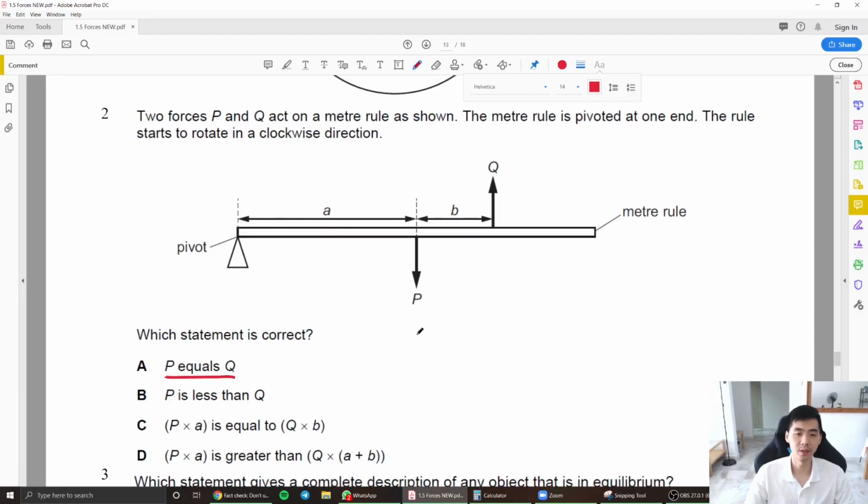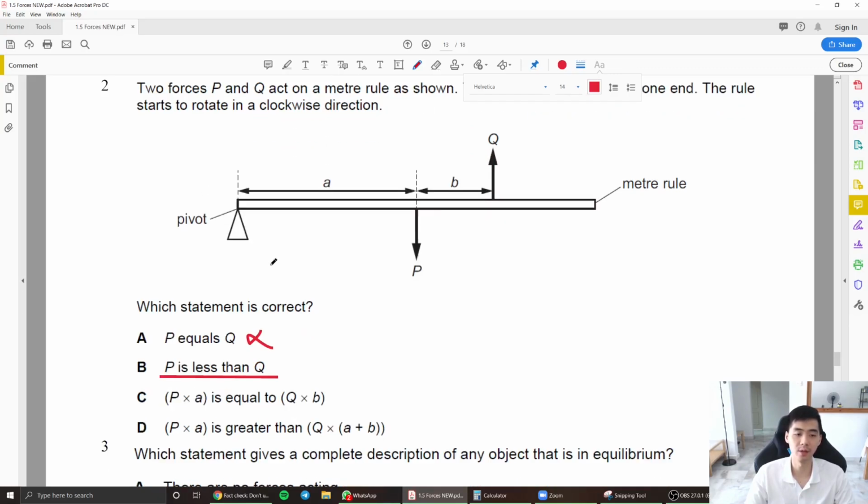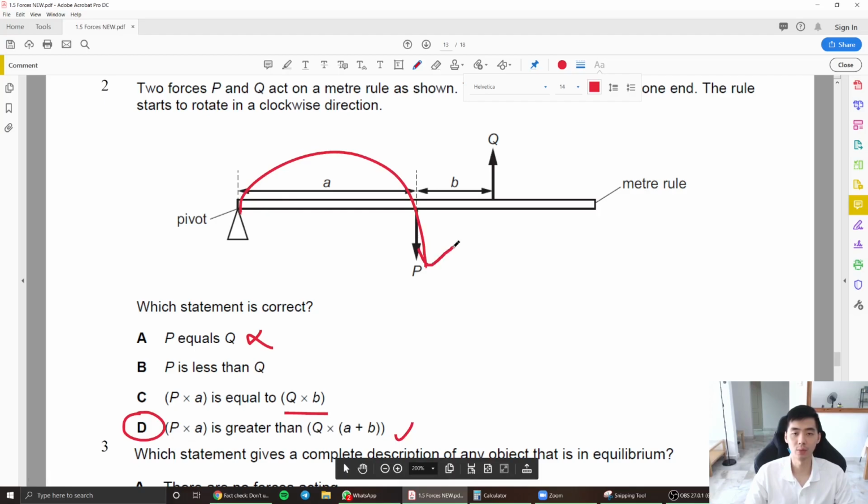They say that P is equal to Q. This is definitely not true because Q would have a greater distance, thus creating a greater moment. P is less than Q. This is not true as well, because if P was less than Q, Q's distance is already greater. If Q is greater, it will generate an even greater anti-clockwise moment. P times A is equal to Q times B. Q times B represents nothing. The distance is always with reference to the pivot. So P times A is greater than Q times (A plus B). This is definitely true because the clockwise moment here will be greater than the anti-clockwise moment here.